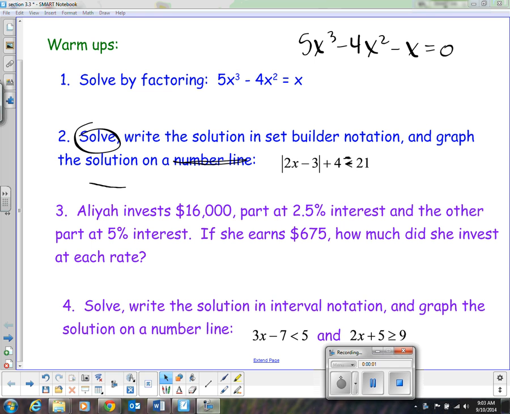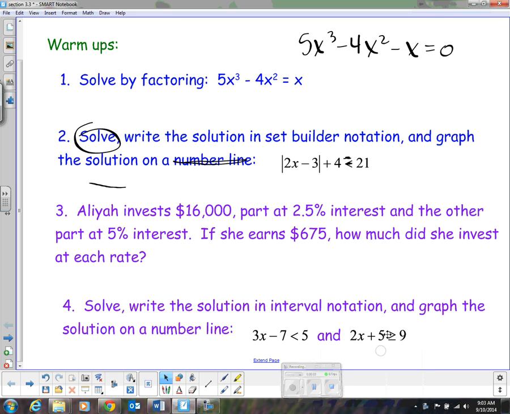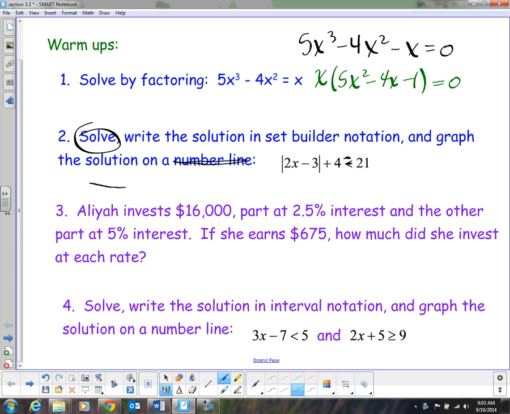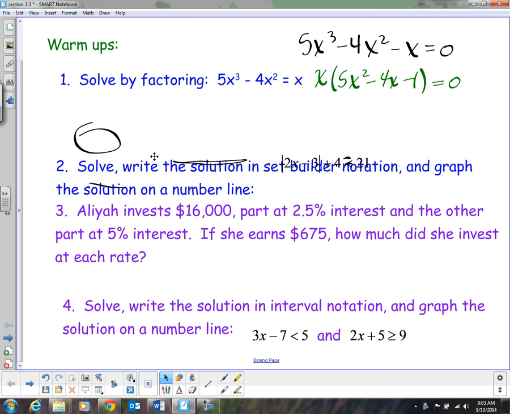We're going to have to factor. What do they have in common? X. So we're going to undistribute an x. So now we've got 5x squared minus 4x minus 1 is equal to 0. So at this point in time, I'm going to try to get rid of this.